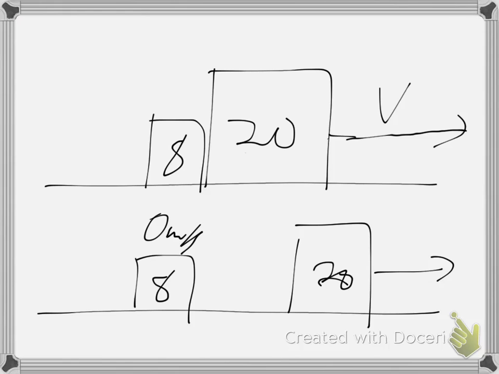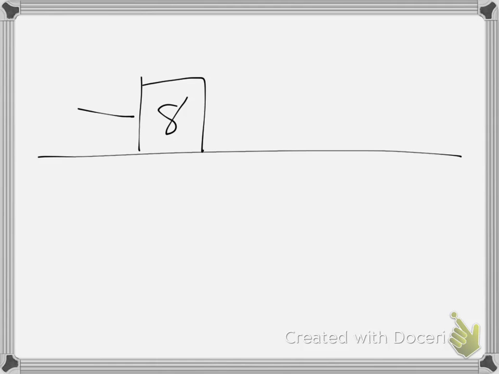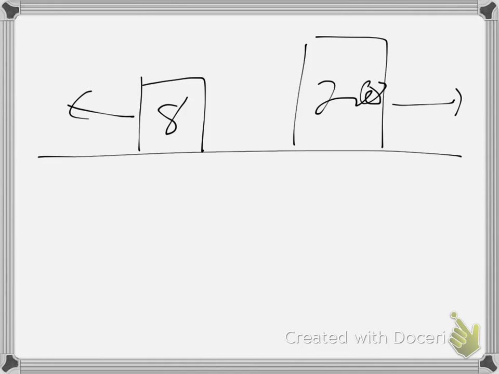This is very common in billiards or pool. If you hit a cue ball and the cue ball hits some other ball, and then the cue ball stops and the other ball starts moving. And the third thing that can happen is that after the two collide, the 8 kilogram box could actually repel back in the other direction, and the 20 kilogram box could move the other way. Now, each one of these situations happening is very dependent upon what type of collision it is.